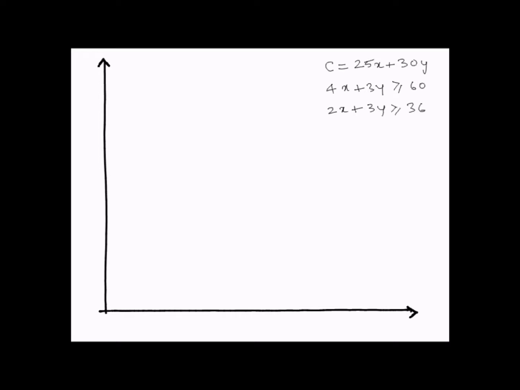Now since one of the constraints for solving linear programming models is that the decision variables should be greater than or equal to 0, we are plotting this graph on the first quadrant where the values of x and y are either 0 or positive. Now to plot the constraints, we'll drop the inequality sign and convert these into straight line equations, that is 4x plus 3y is equal to 60 and 2x plus 3y is equal to 36.